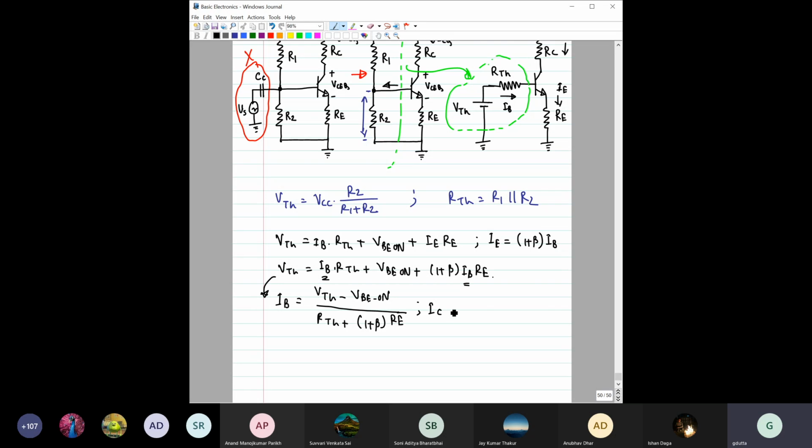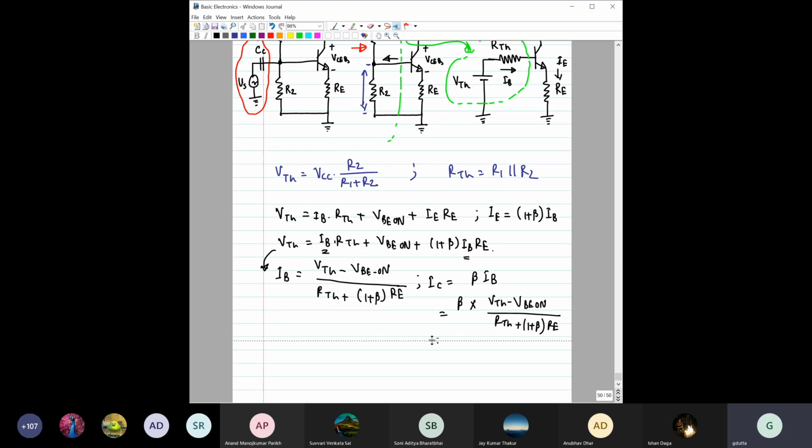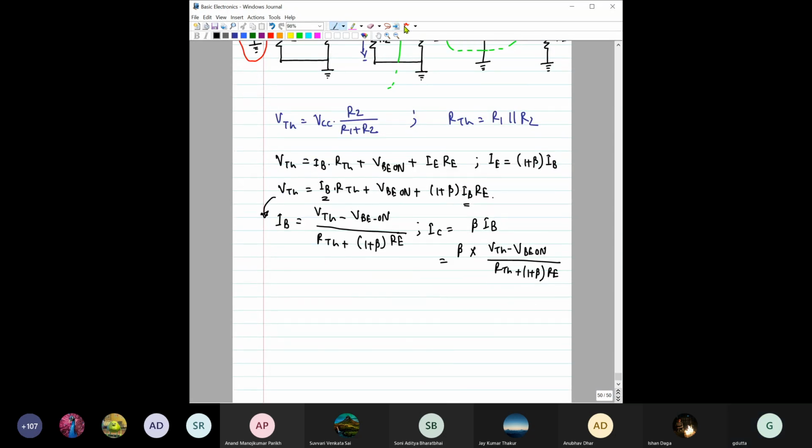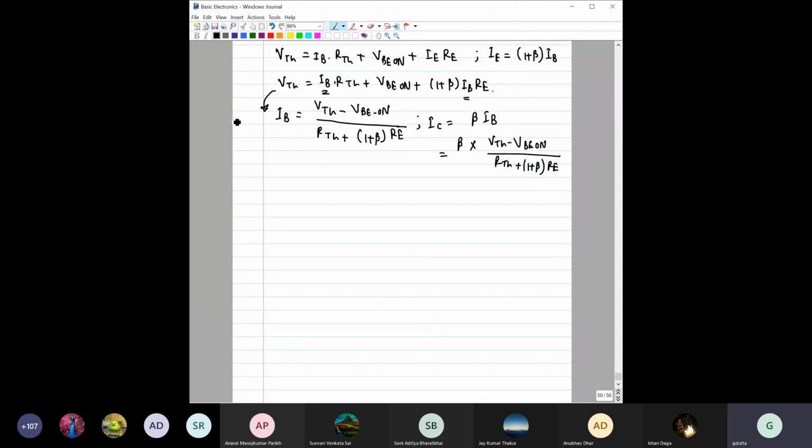Then what would be the value of IC? IC would be equal to beta times IB. So just write the value here: beta into VTH minus VBE divided by RTH plus (1 plus beta) into RE, right? And we need some more space here. Yeah, so now you see this is the value of IC, right? This is important, this is the value of IC.